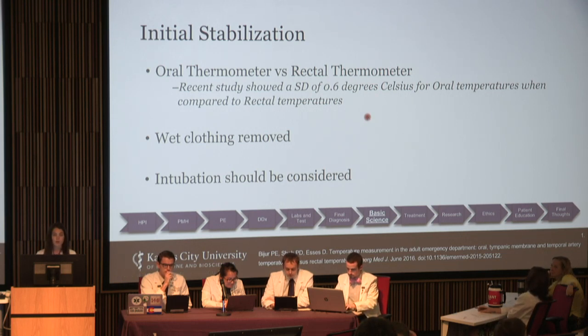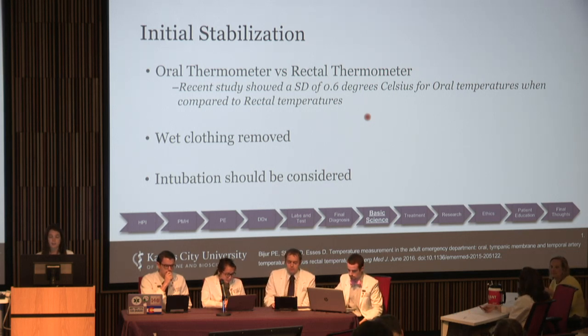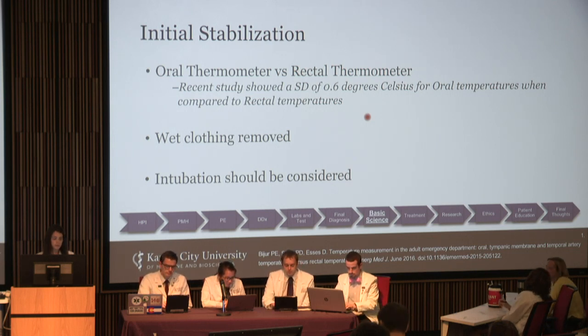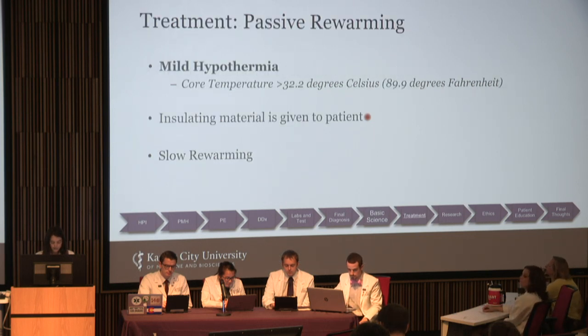So how do you normally stabilize a hypothermic patient? First of all, it's important to establish an accurate way to measure the patient's body temperature. Oral thermometers may report an error at low temperatures, so a rectal thermometer should be used. Wet clothing needs to be removed immediately, and intubation with an endotracheal tube needs to be considered depending on the patient's respiratory status. After initial stabilization of the patient, management of hypothermia depends on whether it's mild, moderate, or severe.